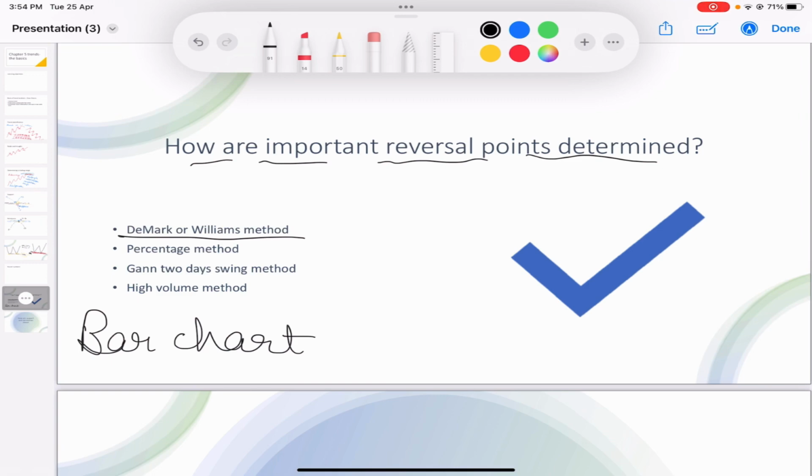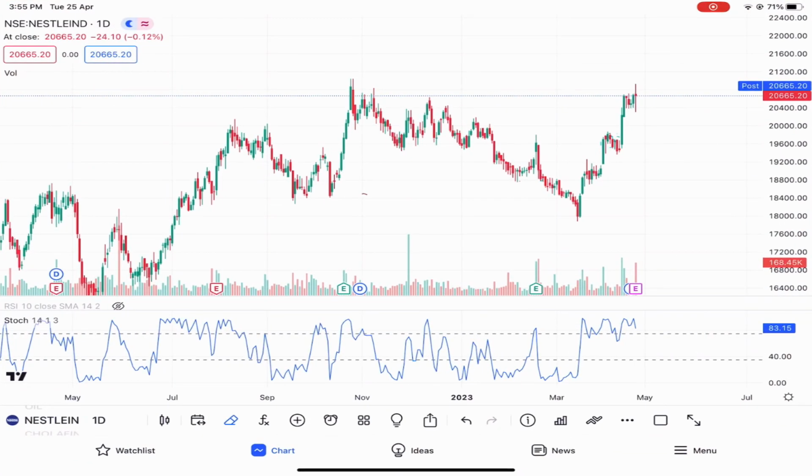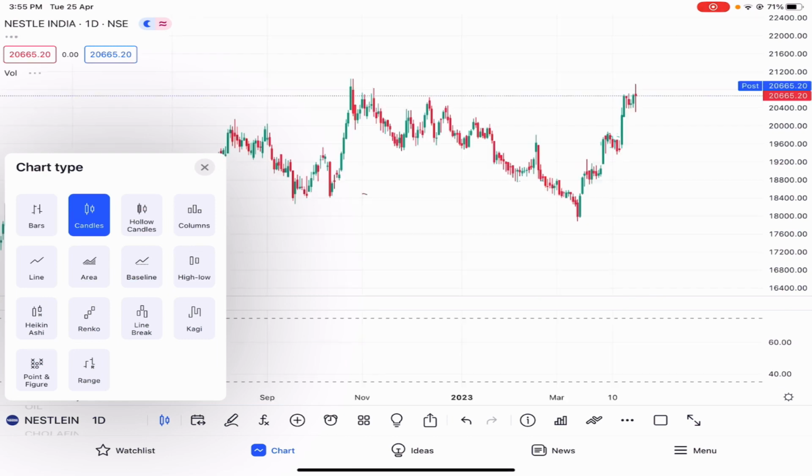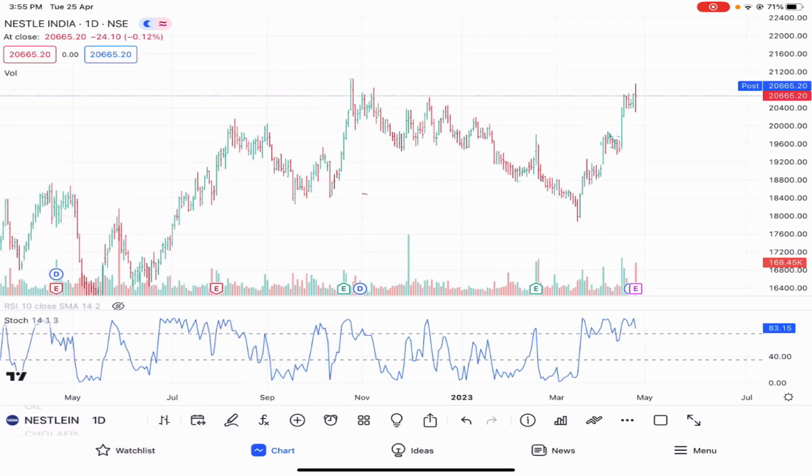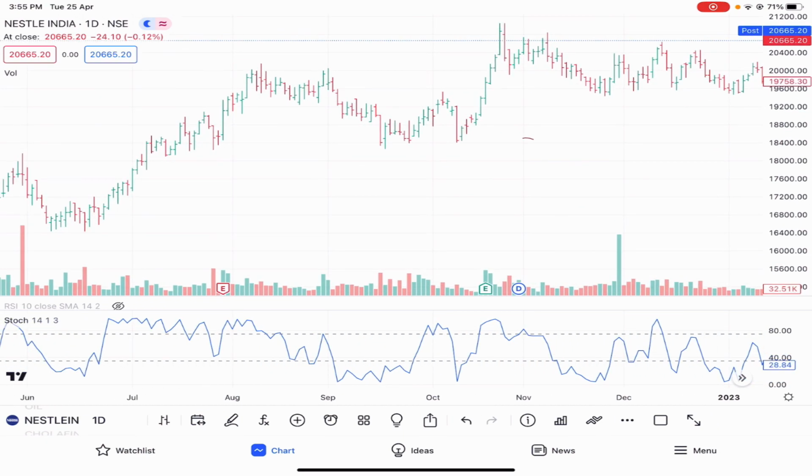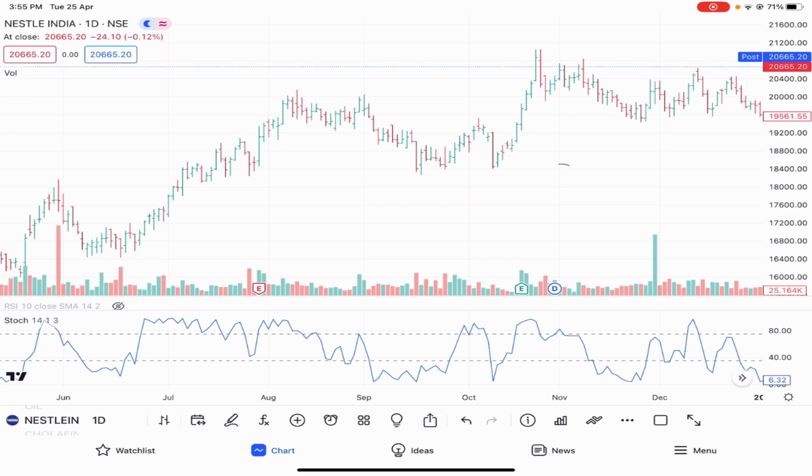So what do you mean by that? I will explain using the chart only. So this DeMark and Williams method is done on a bar chart only. So how to identify an expected reversal point? So I'll tell you. Whether to identify a particular point as a trough or a peak, that is the reversal point, right?